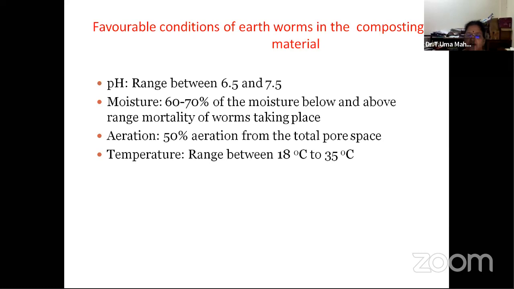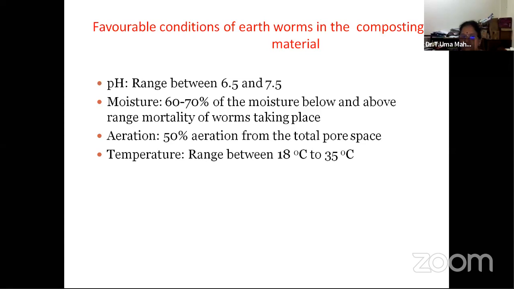What are the basic favorable conditions we need? pH should be around 6.2 to 7.5, which is nothing but a neutral condition. Then the important point is moisture, that is always around 60 to 70% moisture should be maintained. So that is the one important thing. It should not be above 70 or less than 60.